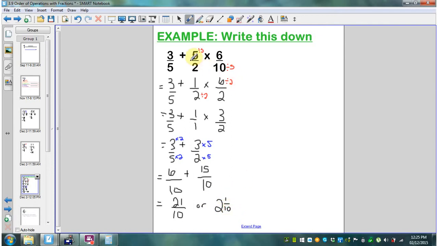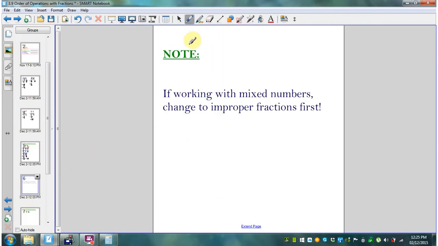Okay, so in grade 8, you should have all the tools you need to solve something like this. It's just a matter of choosing the right strategies at the right times. Okay, so a quick note, and I want you to write this down. Note, if working with mixed numbers, change to improper fractions first. And yes, I know you already have it in your notes, but I want you to write it down again because it is important. And when you're ready, we'll move on to the next and last example for this video.